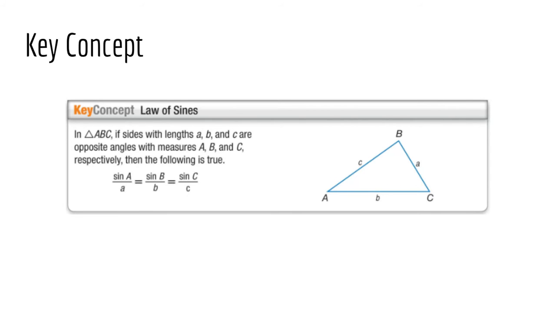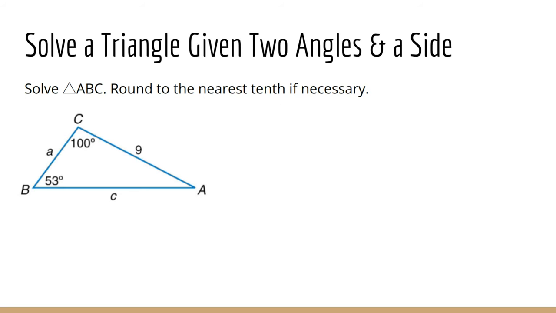You're only going to be using two parts of this little section right here. It's just saying these are all equal to each other, but we're only going to use two parts because we're going to end up creating a proportion and using cross multiplication. So solve triangle ABC, round to the nearest tenth if necessary. When it's telling you to solve the triangle, it's telling you to solve all the missing pieces.